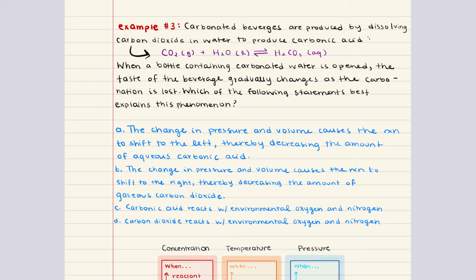All right, let's read our answer choices and then work through this. Answer choice A says the change in pressure and volume causes the reaction to shift to the left, thereby decreasing the amount of aqueous carbonic acid. B says the change in pressure and volume causes the reaction to shift to the right, thereby decreasing the amount of gaseous carbon dioxide. C says carbonic acid reacts with environmental oxygen and nitrogen, and D says carbon dioxide reacts with environmental oxygen and nitrogen.